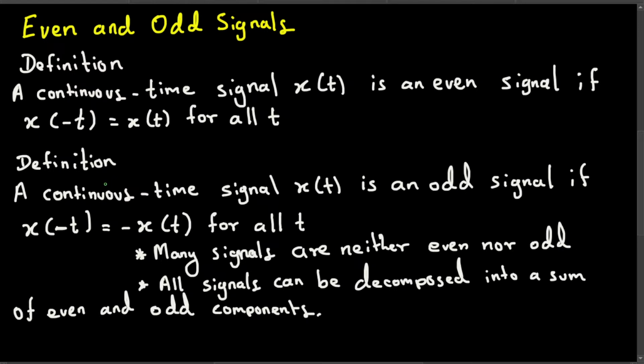And the definition for an odd signal is given by: a continuous time signal x of t is an odd signal if x of minus t is equal to negative x of t for all t. Many signals are neither even nor odd. All signals can be decomposed into a sum of even and odd components.